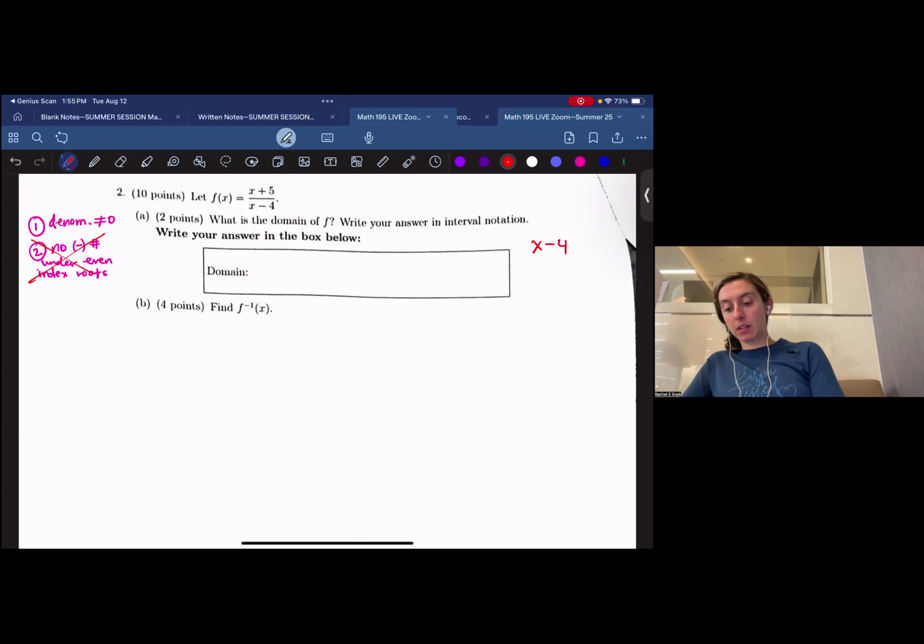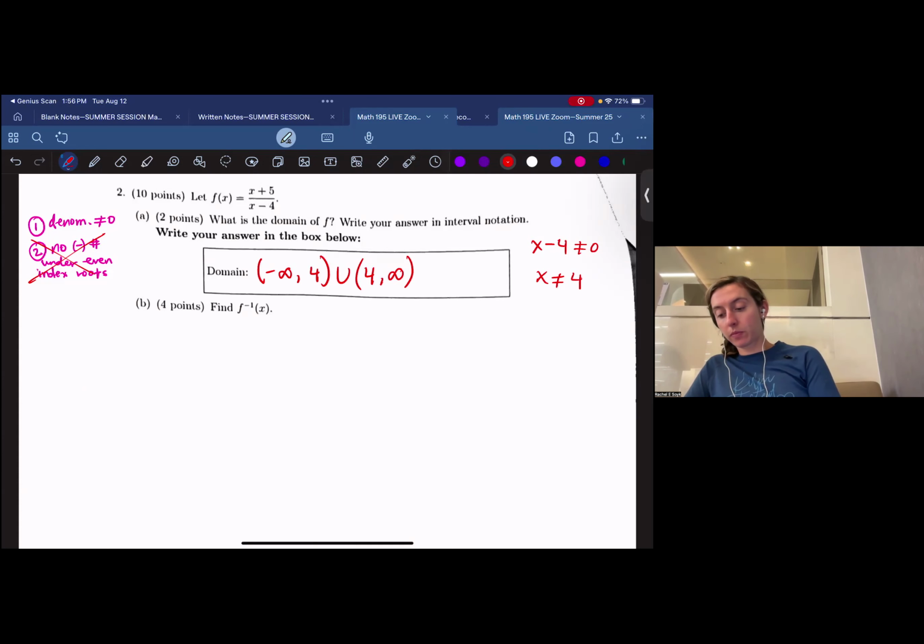So x minus 4 is not equal to 0, which means x can't be 4. That's our only restriction. So in interval notation, this is all values from -infinity to 4, not including 4, soft bracket, union 4 up to +infinity. And we're done.